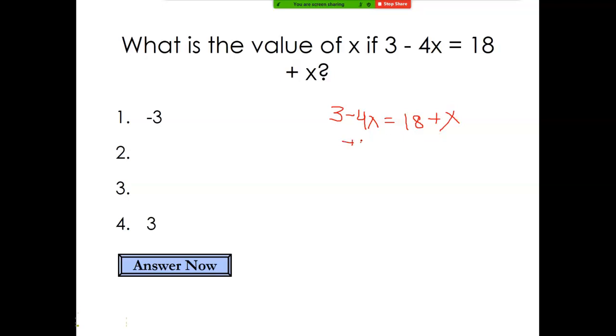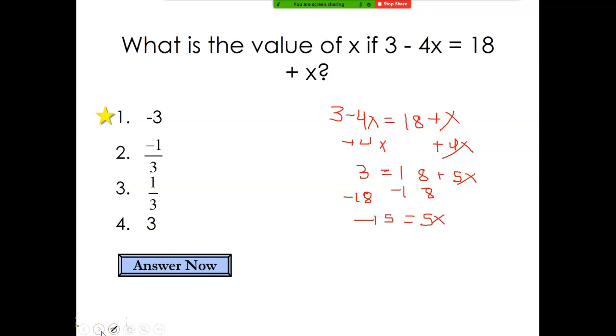Perfect. Yep, so we'd add 4x to both sides. So you get 3 equals 18 plus 5x. Subtract 18 from both sides, and you get negative 15. And then that's equal to 5x. And all of us divided that by 5 and got that we had negative 3 for our answer. So we got negative 3 for our answer.